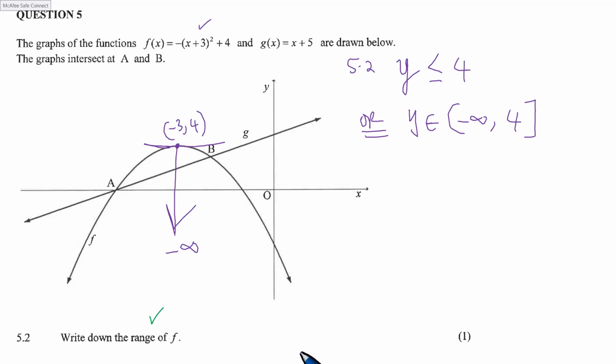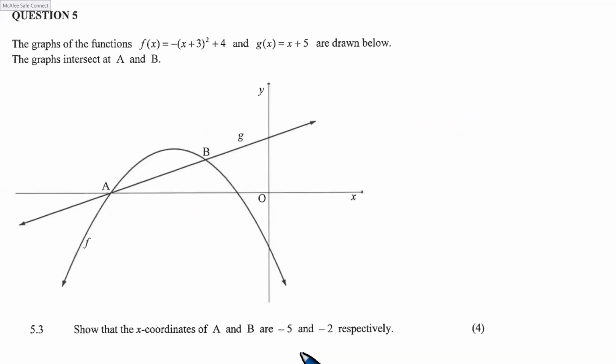Next question. Okay, this one, the answers have been given in 5.3.